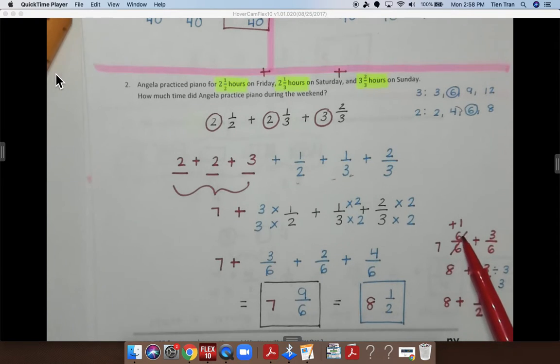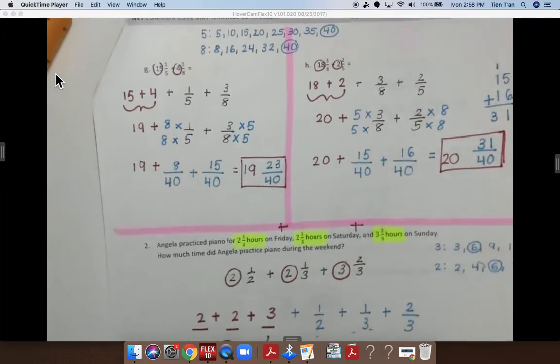So I have 7 and 6/6 plus 3/6. 6/6 equals 1. So 7 plus 1 is equal to 8. And then I have 3/6 left. Notice that I can simplify 3/6. I divide by 3 over 3, and that gives me 1/2. So my final answer is 8 1/2.